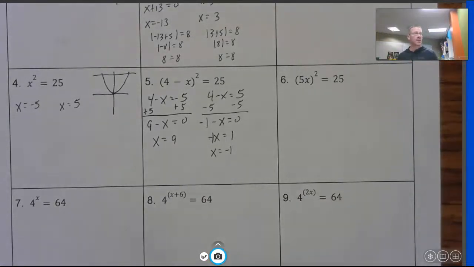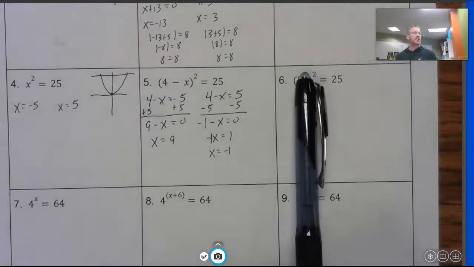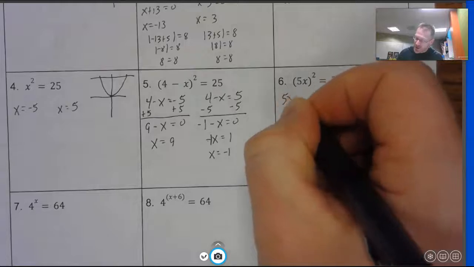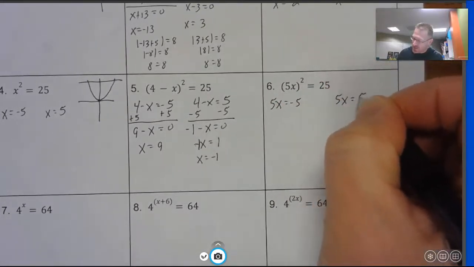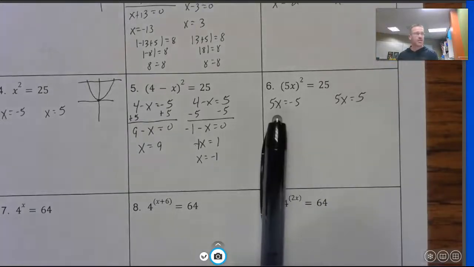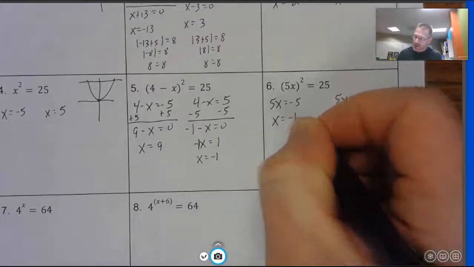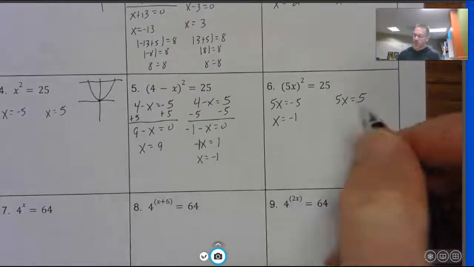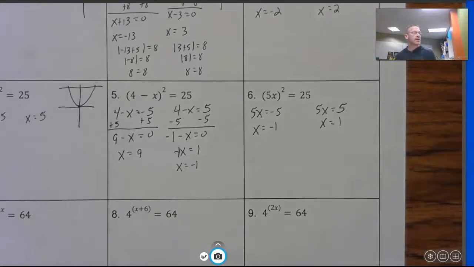Okay, let's look at number 6 here. Once again, what squared is 25? That math fact doesn't change. It's still going to be negative 5 and 5. Okay, but now 5x could be negative 5. Positive 5x could be 5. All right. Okay, and then once again, now we're down to math problems, right? Just basic multiplication problems. 5 times what is negative 5? Negative 1. 5 times what is 5? Positive 1. And there's our solutions.